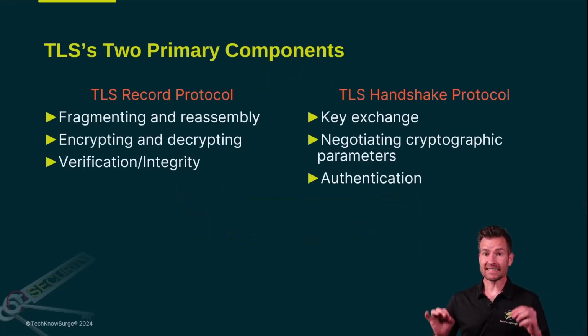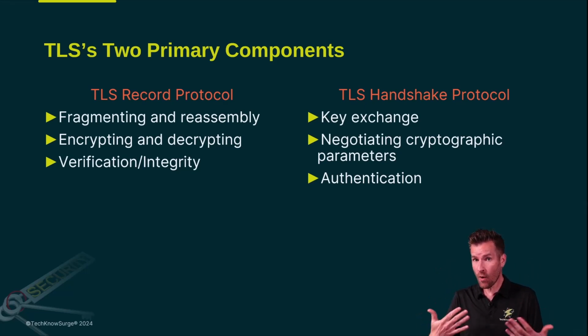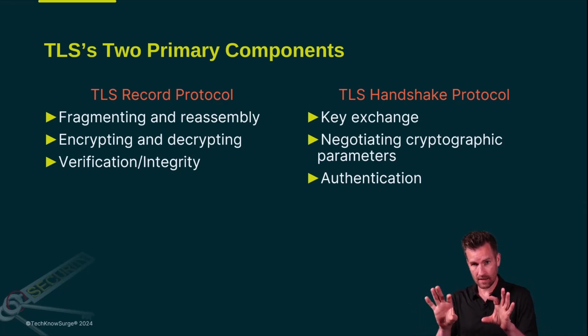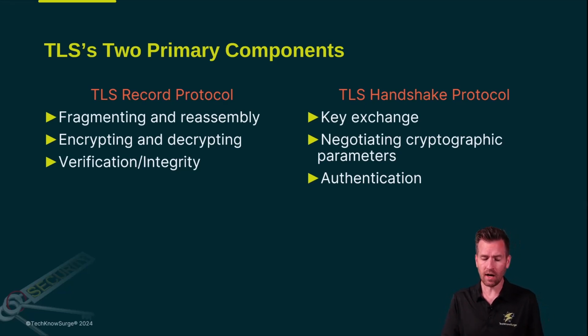Now, TLS is a protocol, and a protocol is a set of communication rules between two devices, so they know how to talk with each other. They know how to communicate with each other. Now, the TLS protocol actually has other protocols within it. That is, there are several protocols within the TLS protocol. And the two primary ones are the TLS record protocol and the TLS handshake protocol.